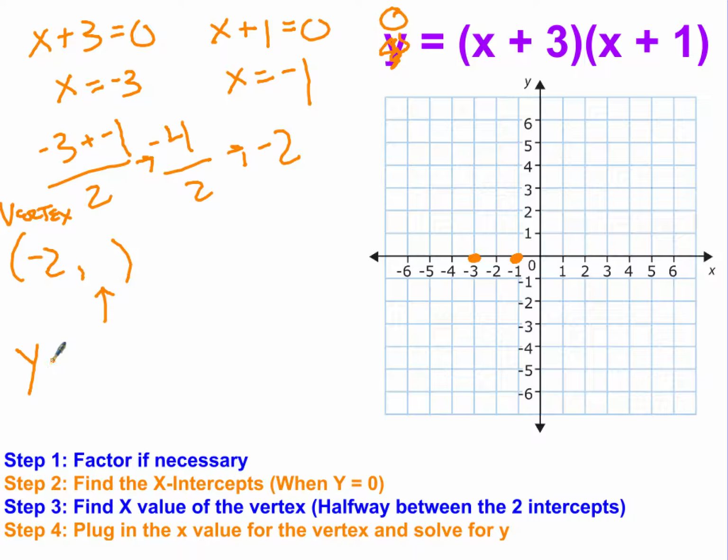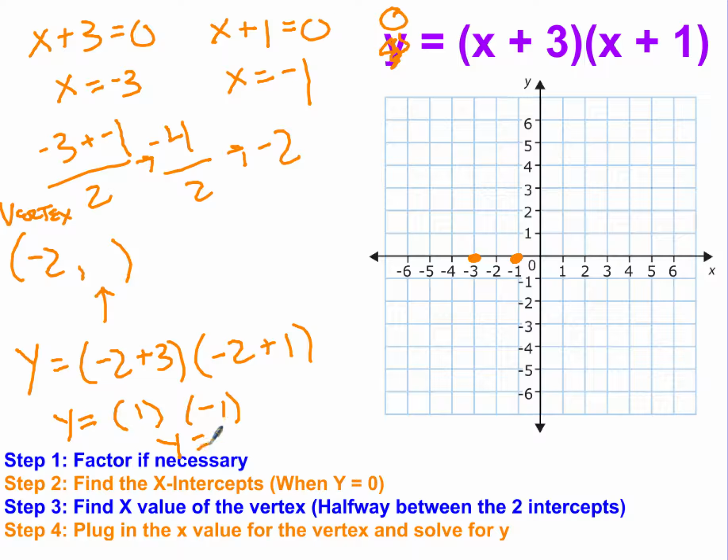So I would have y equals (-2 plus 3) times (-2 plus 1). Now I would just simplify this equation to figure out what my y is. Well, -2 plus 3 is 1, and -2 plus 1 is -1. So 1 times -1 is -1. So my y for my vertex is -1. There's my vertex, (-2, -1), and there's my parabola.